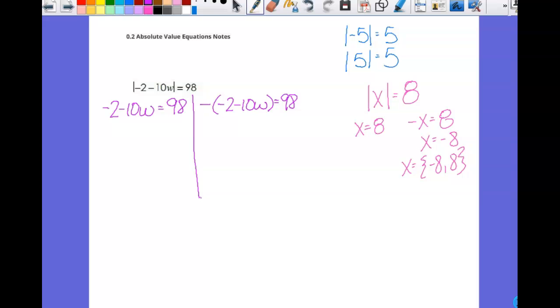All right. So here I want to solve for w. So what do I do with this 2? Add it to the other side. So that'll give me negative 10w equals 100. Then I divide both sides by a negative 10, and I get that w equals what? Positive 10? Or this would give me 100 over negative 10. What's a positive divided by a negative? Negative, so this is actually negative 10. So there's one of my two answers, because I'm going to get two answers every time.